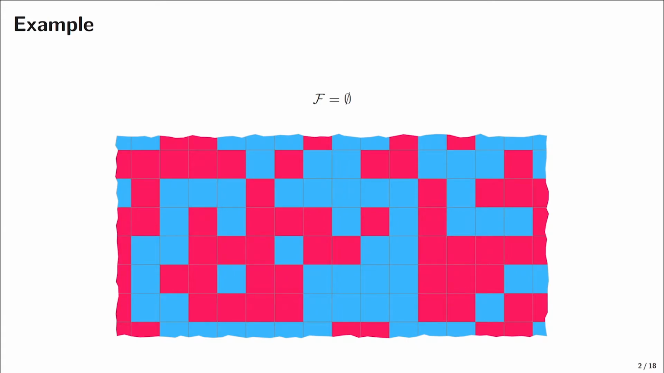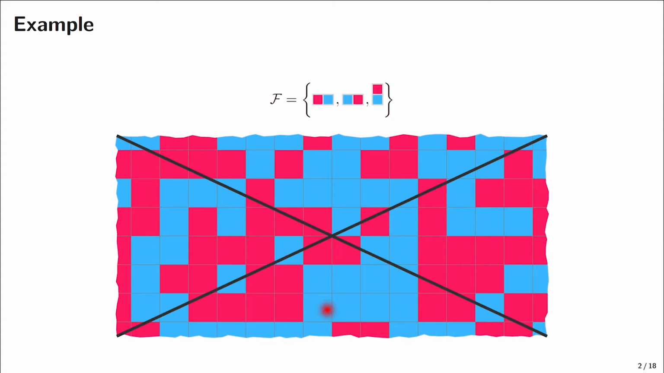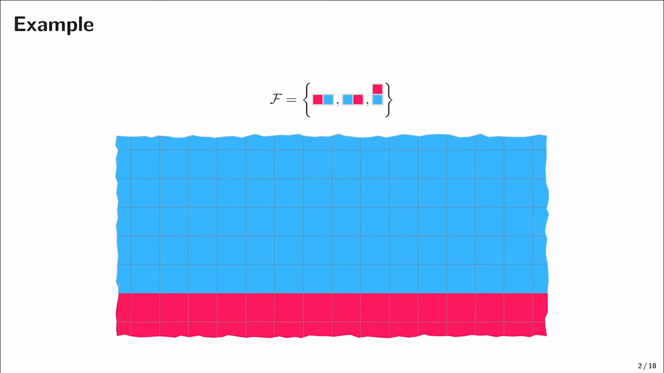Now if we change the family of forbidden patterns, for example we take these three, then this coloring here is no longer allowed. And what are the colorings you can have with these patterns? You can get this kind of colorings. Of course, two families of forbidden patterns can define the same subshift. For example, if you take this family of three forbidden patterns and this one, you obtain the same subshift because there is a redundancy between this pattern and this pattern.